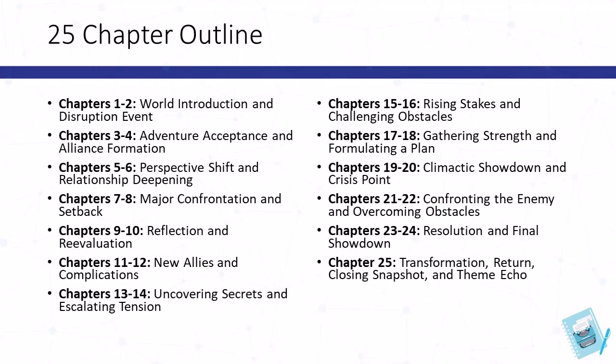1. Chapters 1 to 2, World Introduction and Disruption Event. 2. Chapters 3 to 4, Adventure Acceptance and Alliance Formation. 3. Chapters 5 to 6, Perspective Shift and Relationship Deepening. 4. Chapters 7 to 8, Major Confrontation and Setback. 5. Chapters 9 to 10, Reflection and Reevaluation.